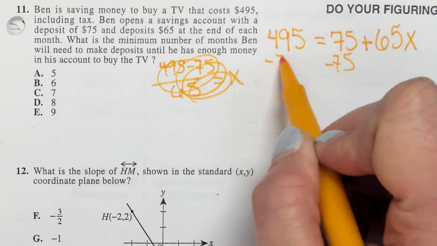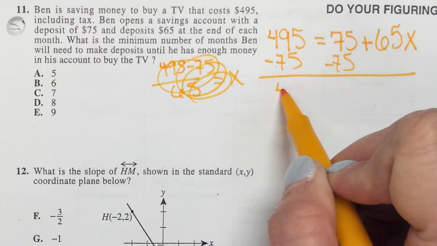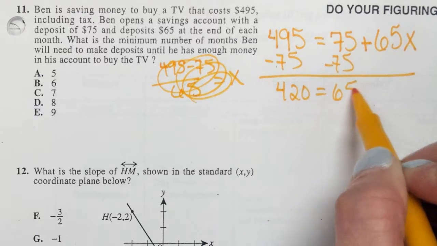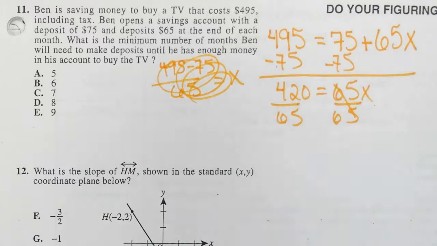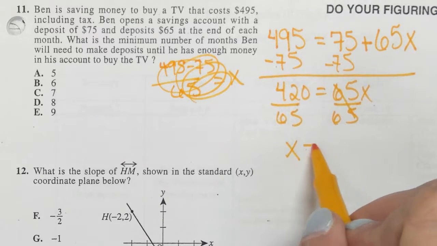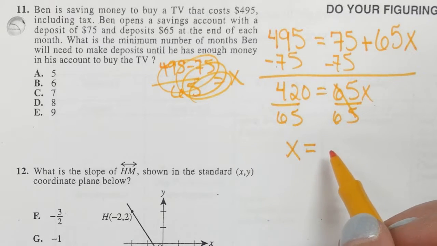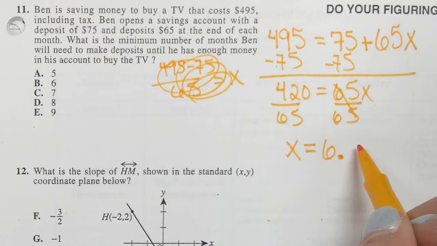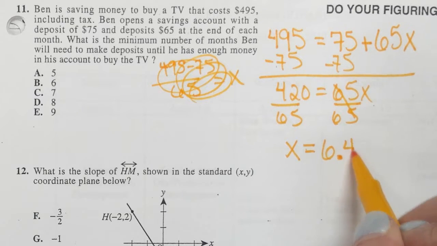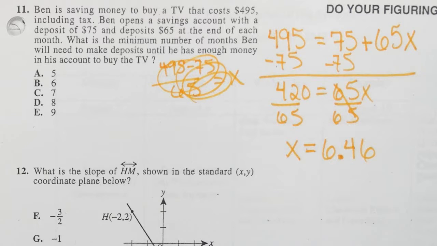Subtract the 75. Let's see, what is that? 420. And then divide by 65. What do you get? 6.46. 6 point something. Is that what you got? You've got calculators. He was right. 6.46. All right. So you should not pick 6.